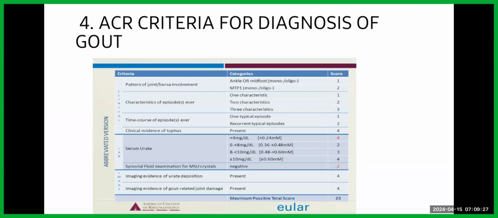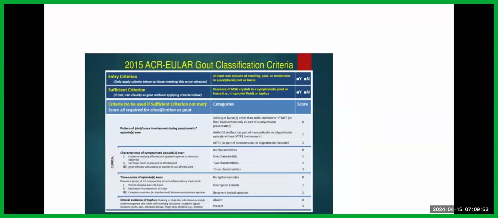If you look at the criteria, there are clinical features, laboratory features, and radiological features. I have another criteria that explains more than this. However, I could not bring it up. Maybe later I'll update it in this slide. So for the clinical criteria, there are 4 things to consider, starting with the pattern of joint involvement. Before this criteria, there is a guide: one, there is an entry criterion, then there is a sufficient criterion. If you have at least 1 episode of swelling, pain, and tenderness in a peripheral joint or bursa, just like our index patient, you need a sufficient criterion to fully diagnose gouty arthritis.